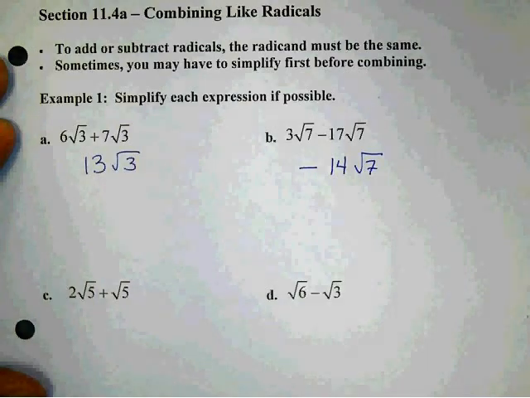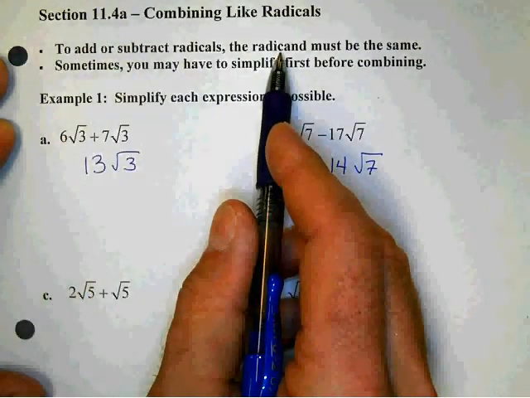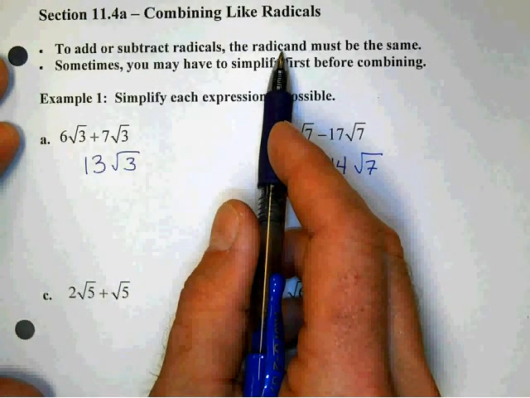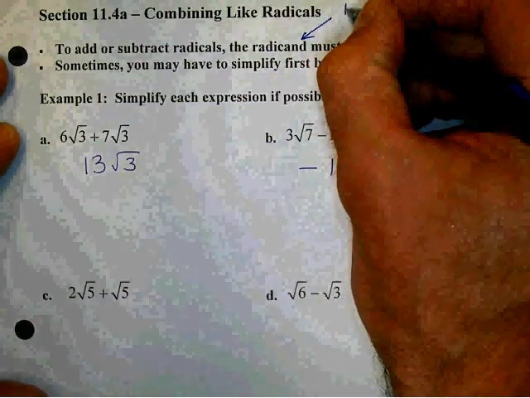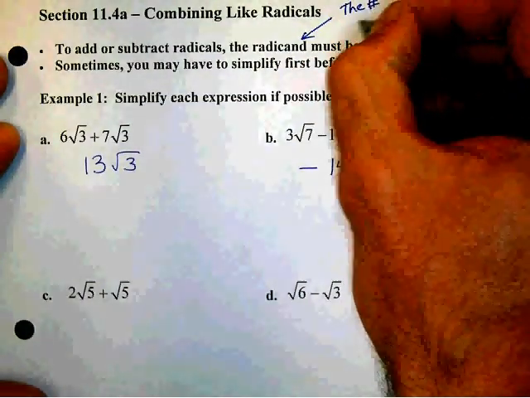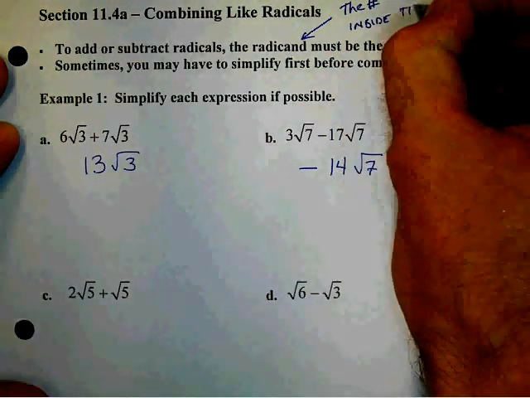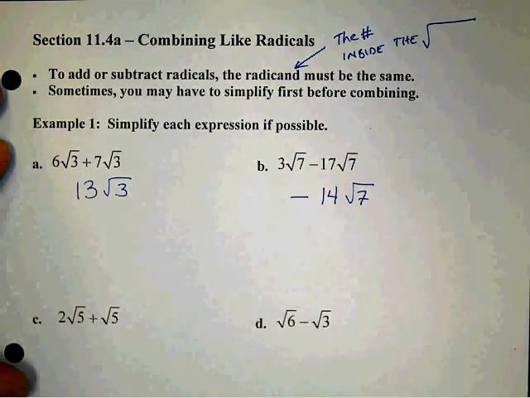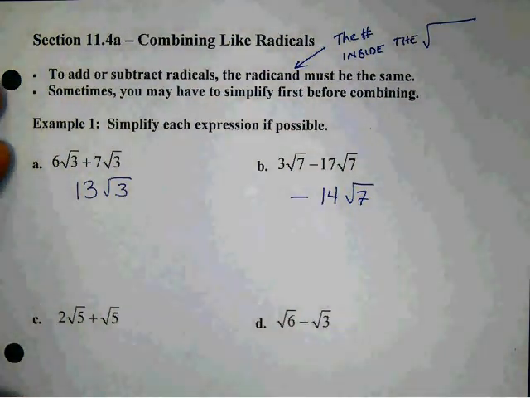So let's look at our comment at the top. To add or subtract radicals, the radicand. I need to remember some terminology. What is the radicand? All right, so put a little note here. The number inside the radical sign. James, are you familiar with that term, radicand? Okay, all right. Moving down.